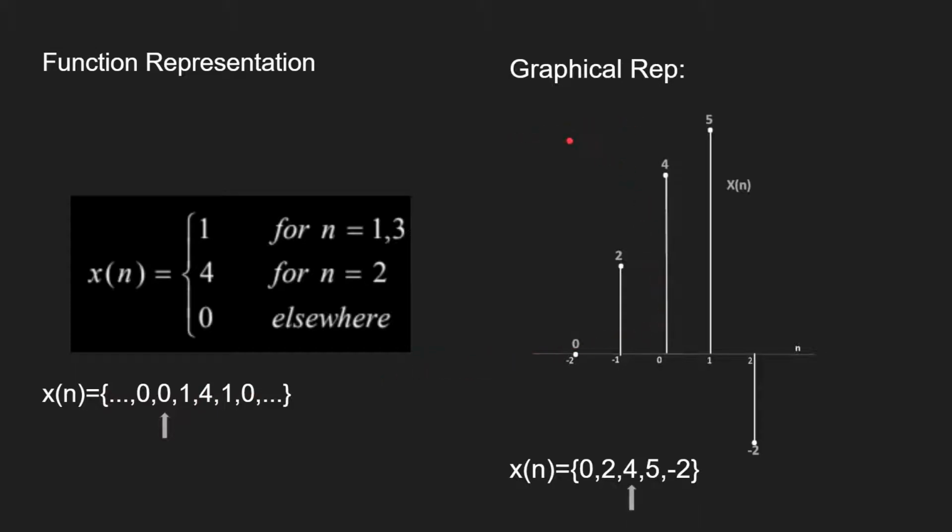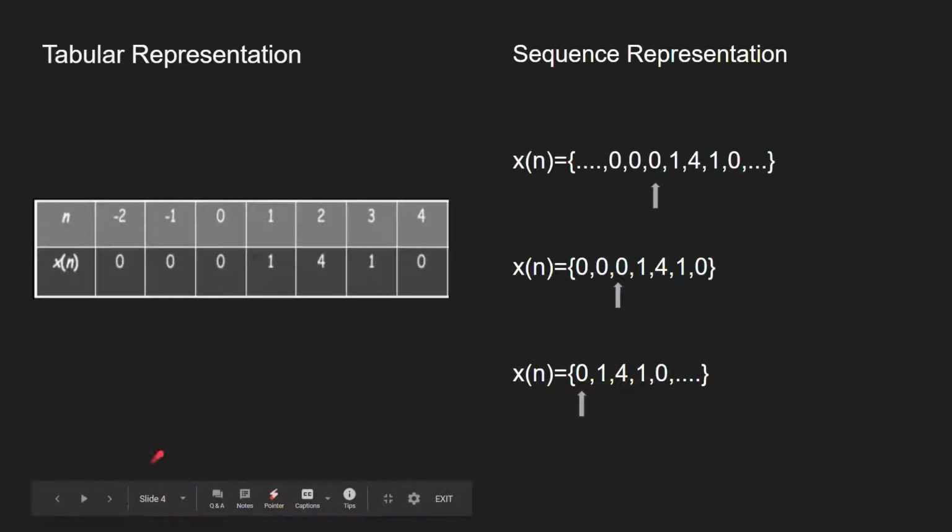Similarly, in graphical representation, you will be given a graph and you can get the values like this. So for 0 we have 4 and so on. So for 5, 1, and you get this signal. Next two representations are tabular representation and sequence representation.